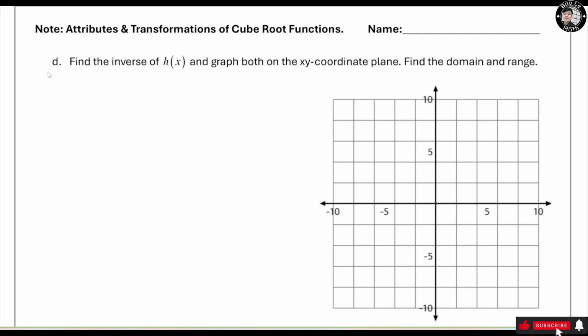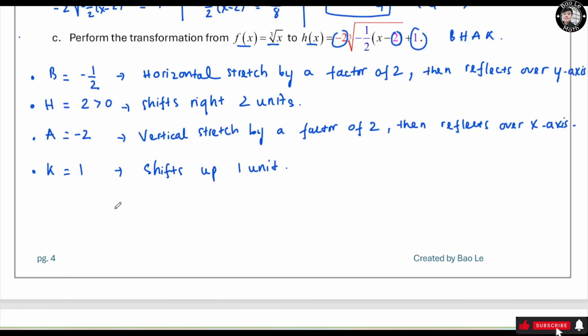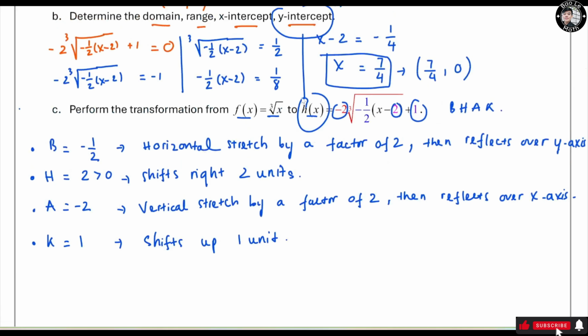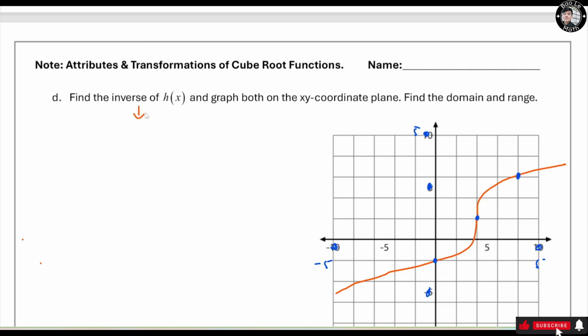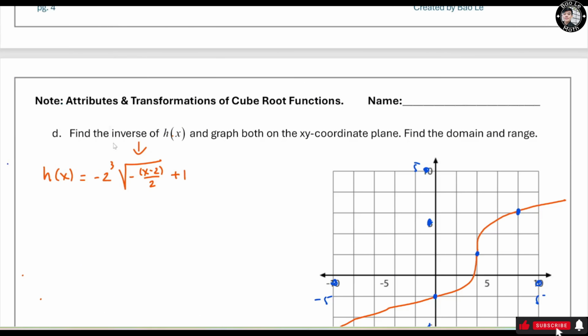Now question D. We're going to graph both functions on the x and y coordinate plane. So first I need to copy the function h of s down over here. Now we need to find the inverse of the function h of s. In order to find the inverse function, we just swap x and y, right? So this becomes s equals -2.